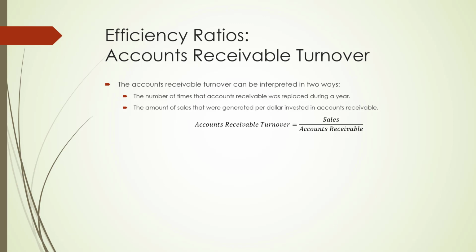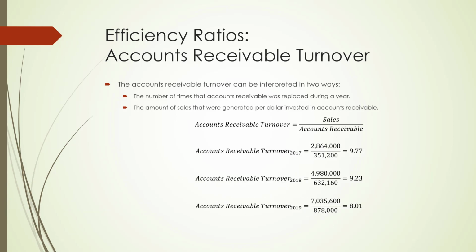The problem with that is most of the time we don't know what proportion of a firm's sales are credit sales. So it can be a little bit difficult to have that information. So usually this ratio is just sales divided by accounts receivable. And here you can see, again, this ratio is dropping over time, and that suggests that the firm is having trouble collecting on its accounts receivable.